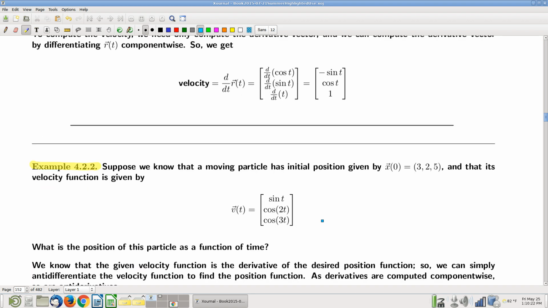Okay, now here's one that's kind of backwards. Suppose you have some moving particle and it has an initial position. It starts off, in other words, at the point (3, 2, 5), and suppose that I know what the velocity is as a function of time. Can we work backwards? Can we reverse engineer and find position as a function of time?